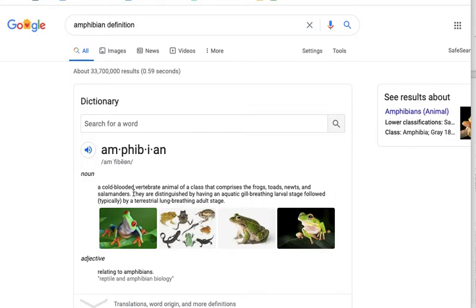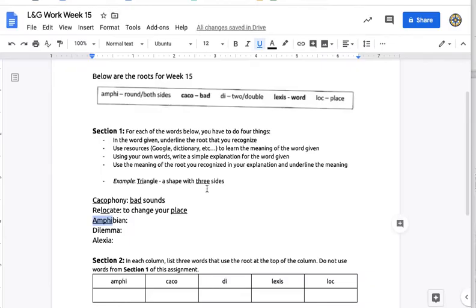A cold-blooded vertebrate animal of a class that comprises frogs, toads, newts, and salamanders. They are distinguished by having aquatic, so water, gill-breathing larval stage followed by terrestrial, so land, lungs, breathing adult stage. So I think I understand it. Both sides, amphibians, live in both water and on land. Ta-da! So that's my explanation. An animal that lives on land and in the water.